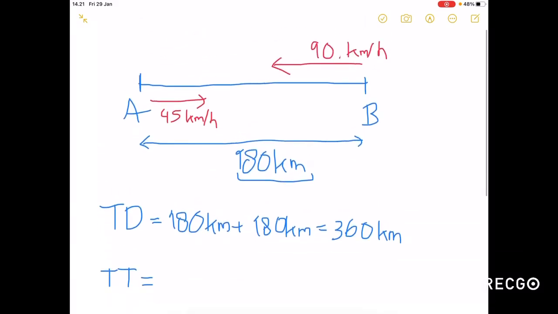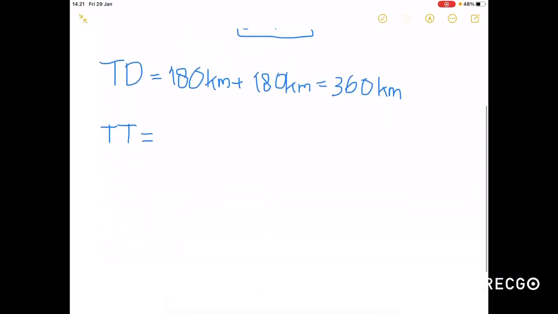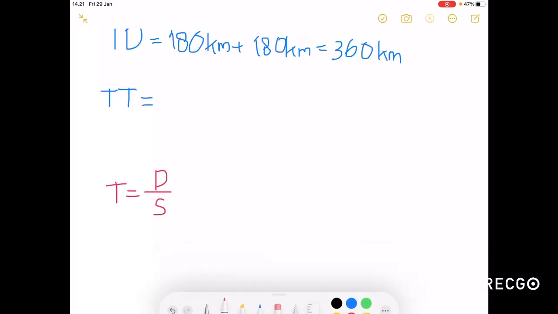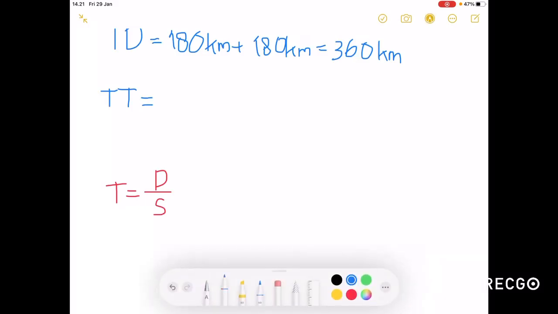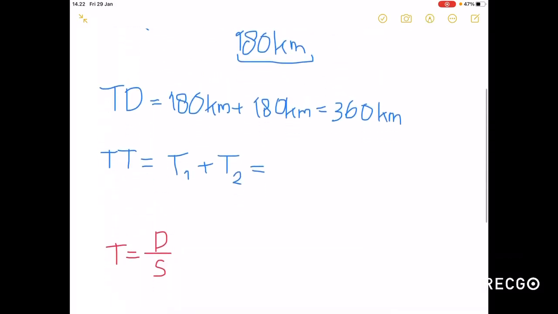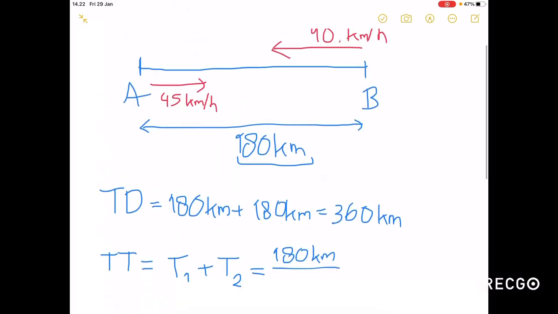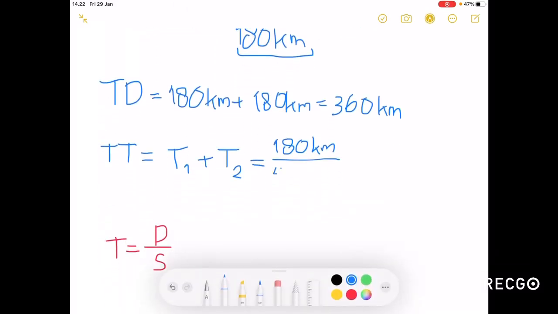it's best to find the time for the first part. We know our time is the same as the distance over the speed. So in this case, for our first part, I'll just write this as t1, and then we need to find t2. T2 is the time needed for the second half. So for t1, we need our distance, which is 180 kilometers. That's the distance traveled for the first half. And for our speed for the first half, it's 45 kilometers per hour.